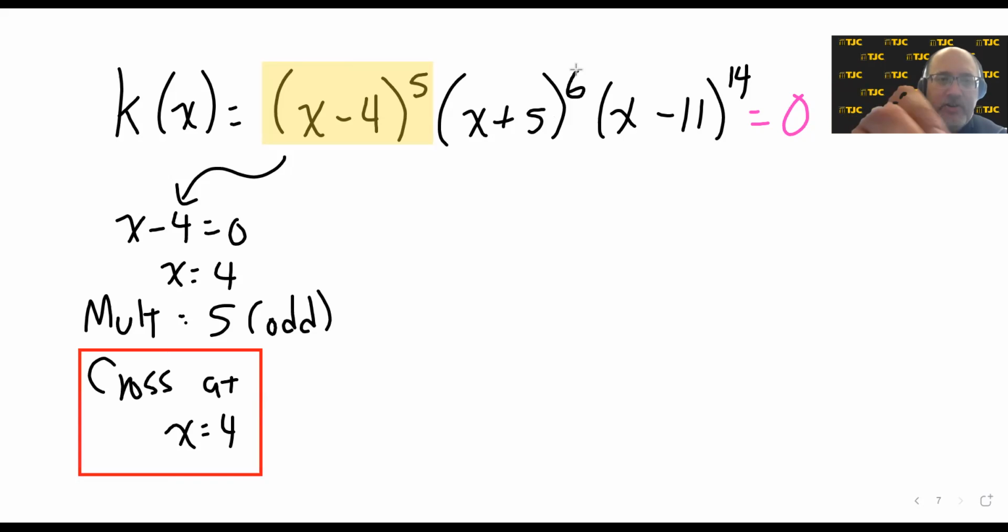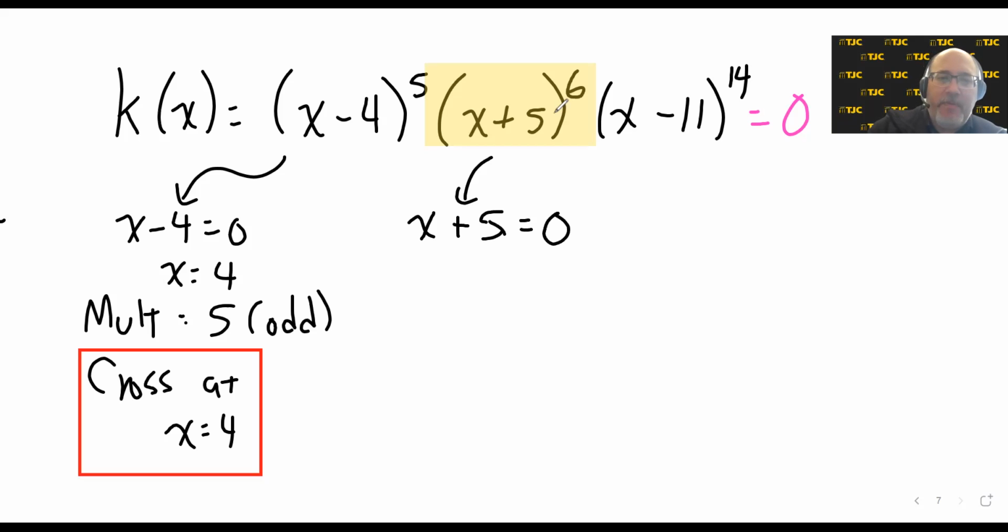All right, next, we'll move to (x + 5)^6. Again, we ignore the power just for a moment. We will discuss it when it comes time to talk about multiplicity. If we subtract 5 from both sides, we get x = -5. The multiplicity of this zero is the power, which is 6.